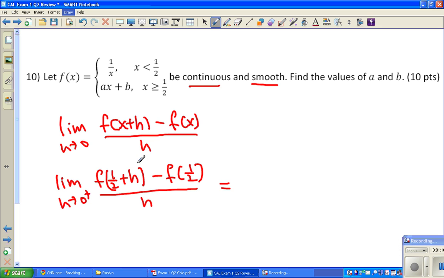Now here, this portion would be equal to this right here, because h is positive, so we are looking at values a little bit greater than 1/2, which means we are looking at this portion, and the derivative of that would be equal to a.